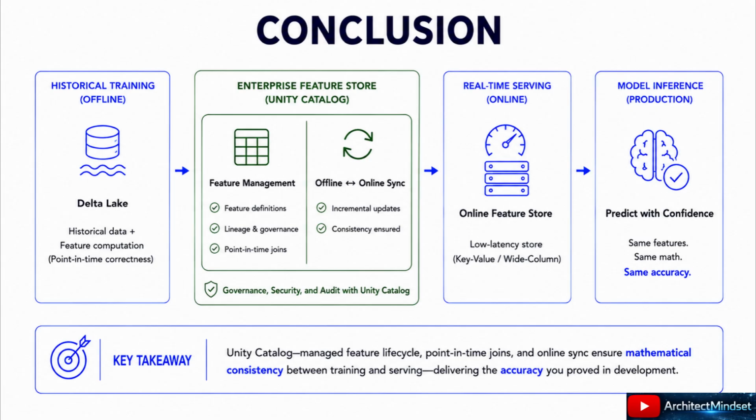An enterprise feature store is not just about sharing code. It is the architectural bridge that guarantees mathematical consistency between historical training and live real-time serving. By letting Unity Catalog manage your feature lifecycle, point-in-time joins, and online synchronization, you ensure your production models deliver the exact accuracy you proved in development.